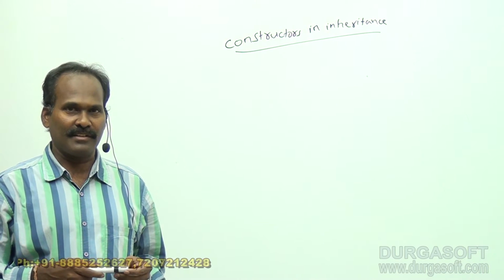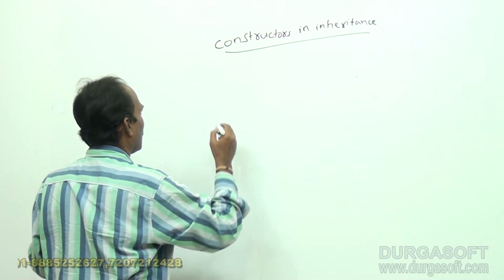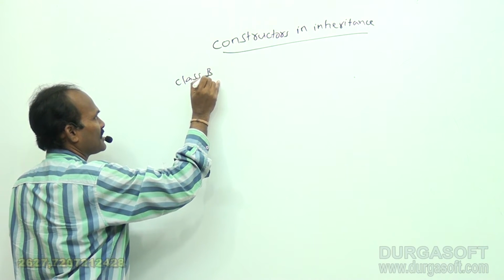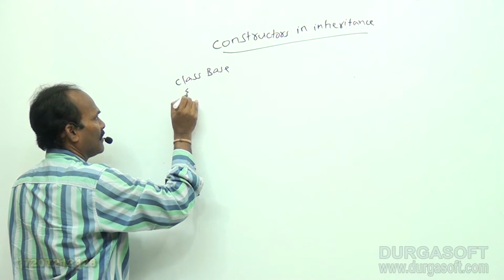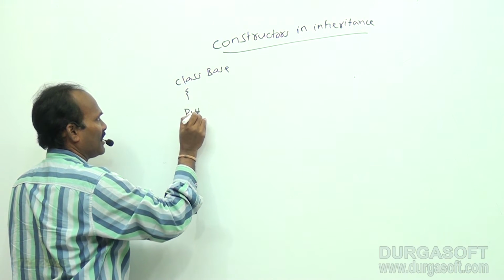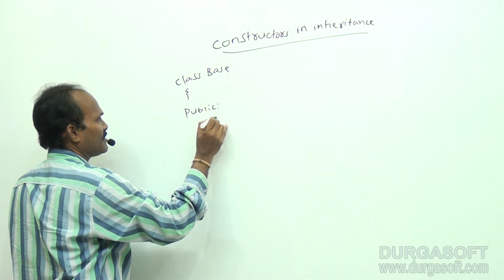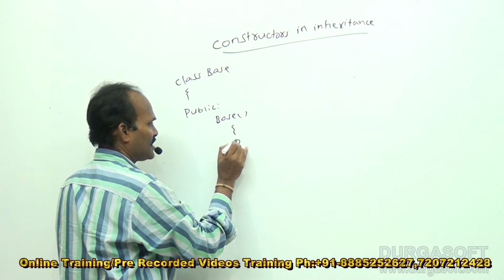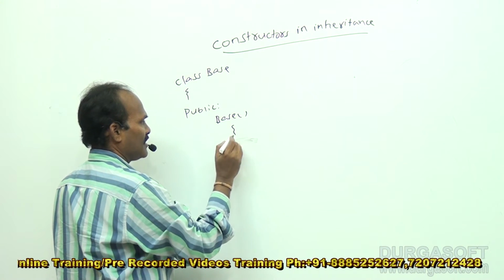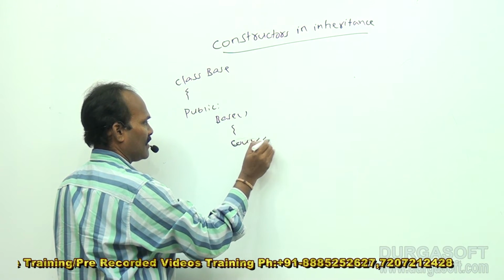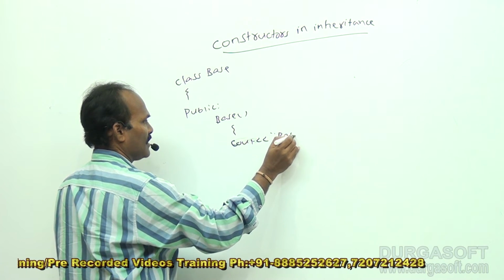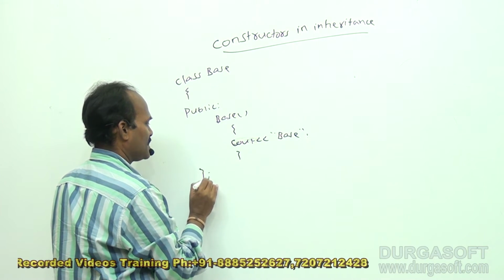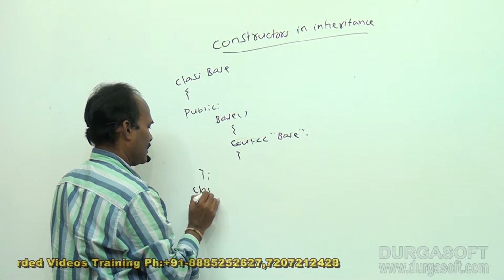Suppose here I have some classes like this: class base. In the public part I will declare one constructor. The constructor is base. Within this I will print a message, cout base. Close it, and write one more class.